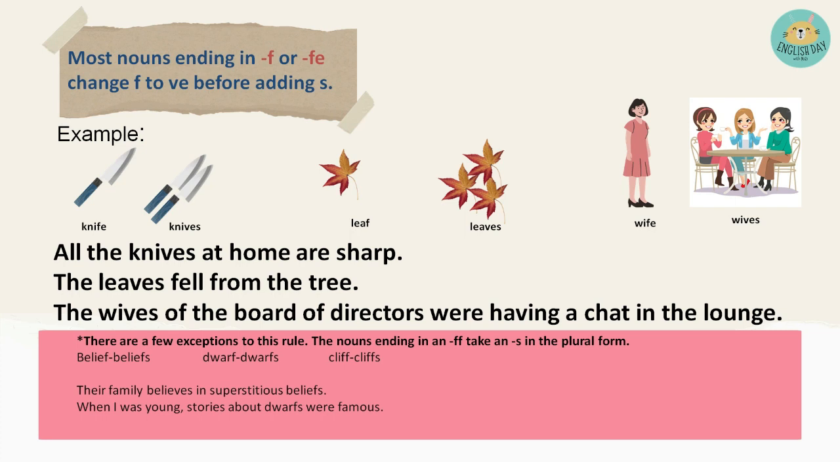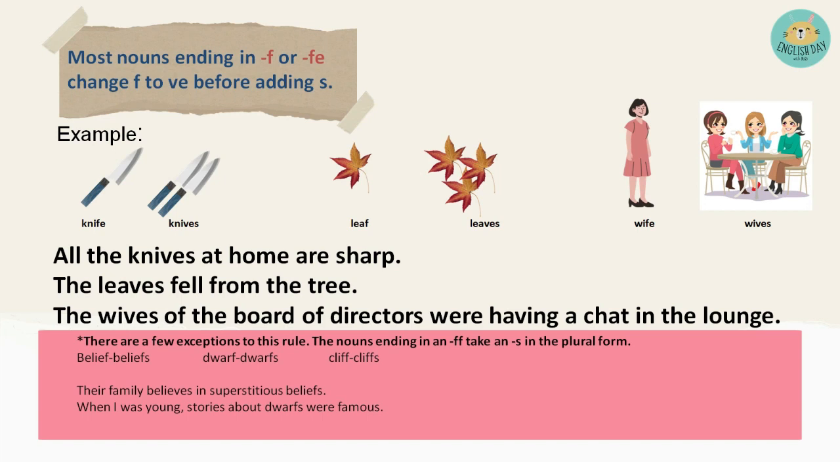The nouns ending in ff take an s in the plural form. For example, belief, beliefs, dwarf, dwarfs, cliff, cliffs. As you can see, we did not change f to v, and we did not add ve and then s. We just simply added s.